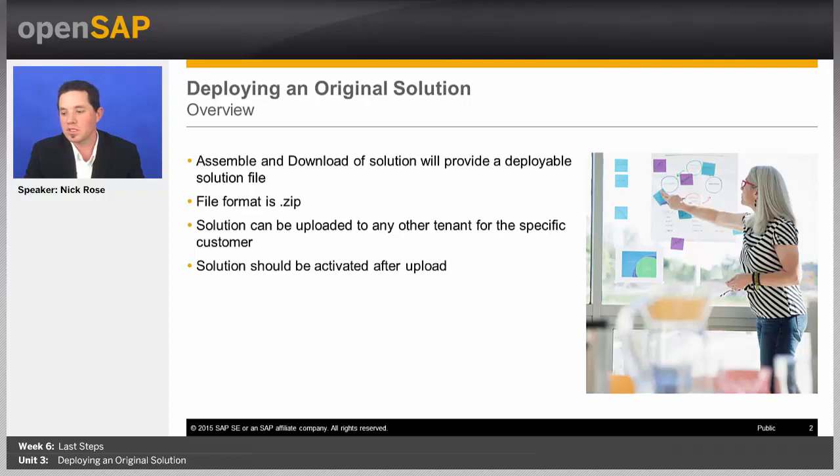We will assemble and download our solution, and that's actually going to give us this zip file, which is our solution file, that version of our solution file, which we can take. And we'll go ahead and go to another tenant that I have available here and be able to upload that and activate it. Now this is just a demo for this case in this class, so I'm going to go ahead and demo that right now for you.